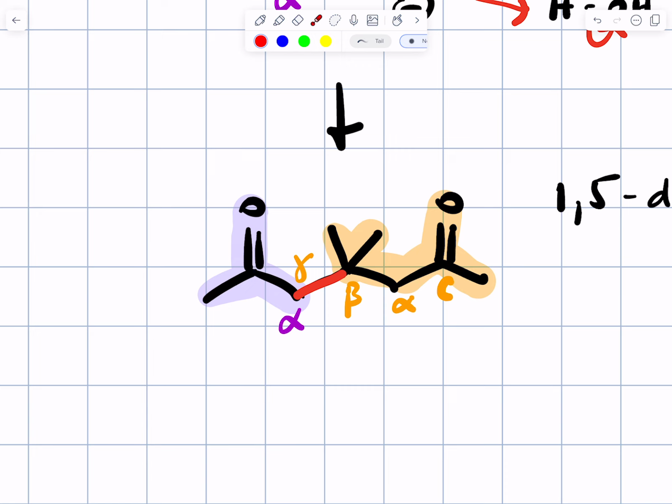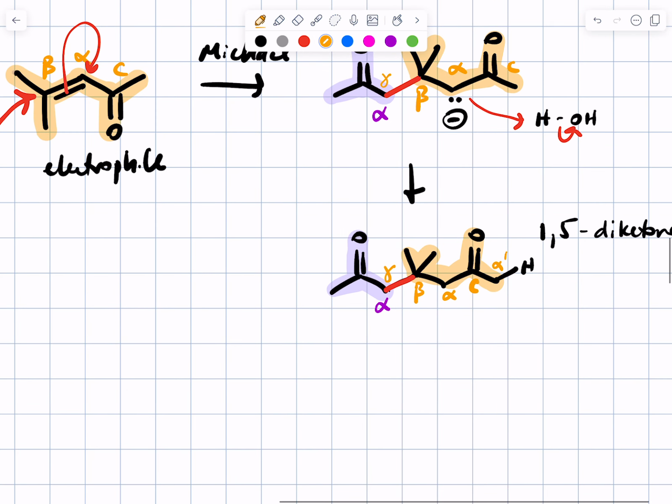involves us removing a proton from the other orange alpha carbon. So we'll call it alpha prime. What we're going to do now is an intramolecular aldol. Now this is not new either. You have seen this before.